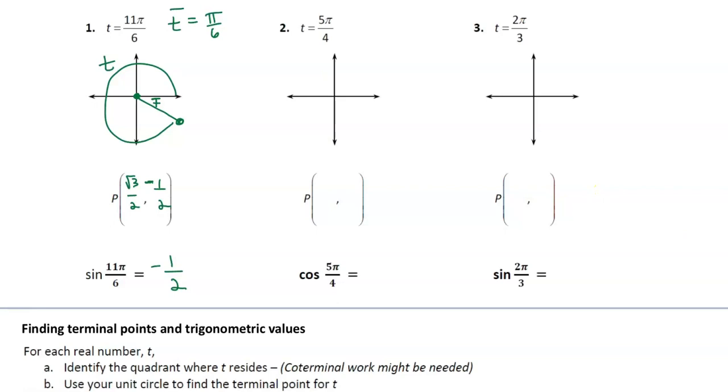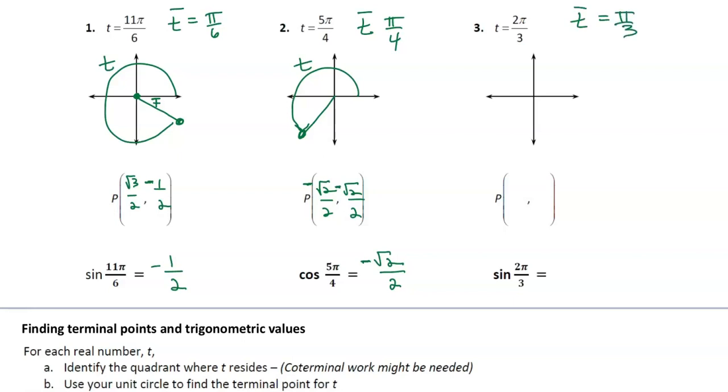Okay, I'm going to quickly go through the rest of these. So 5 pi over 4 is going to be in this quadrant. Opens up to there. Your t bar is pi over 4. Therefore, I know that my values are this in the first quadrant for t bar, but in my actual quadrant 3, they are both negative, and cosine is the first. Done.